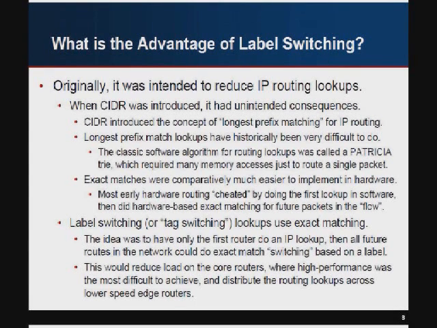So label switching was originally intended to help work around this. So the idea was you would distribute the load. You would only have to have your first edge router do the lookup, apply the label, and then all future routers would just be able to look at the label and do an exact match. And this would reduce the load on the core routers, which was where the work was the hardest for things to get done. That's where people were having the most problem making a box that could actually keep up.